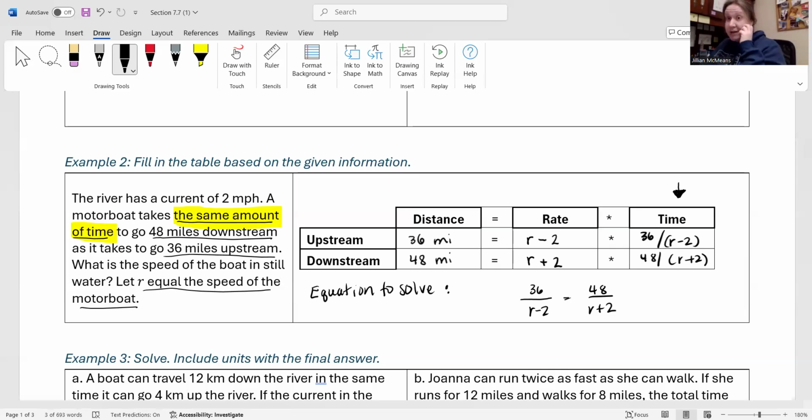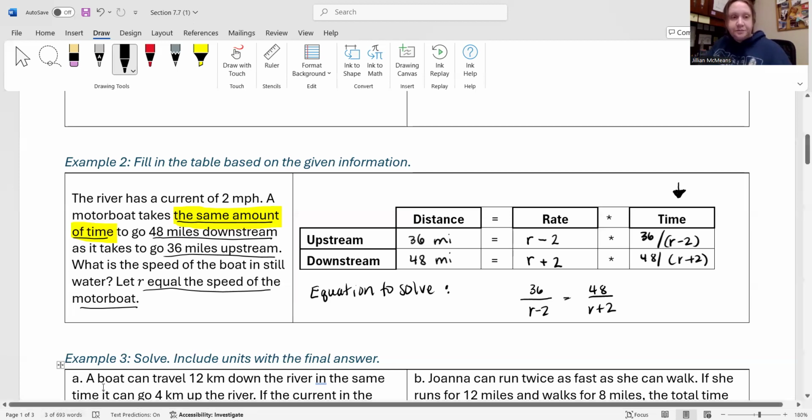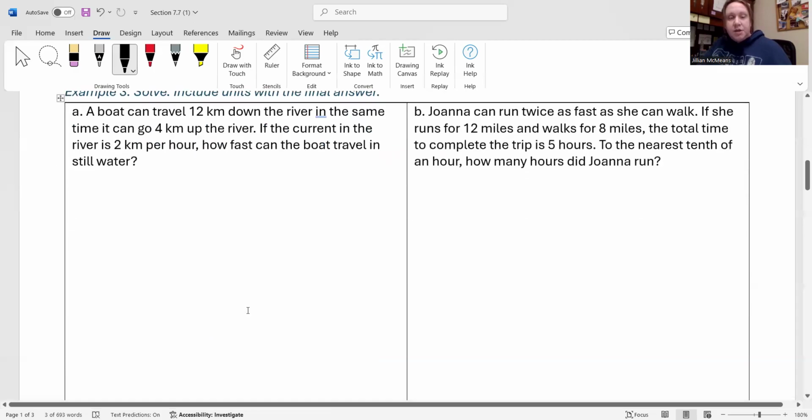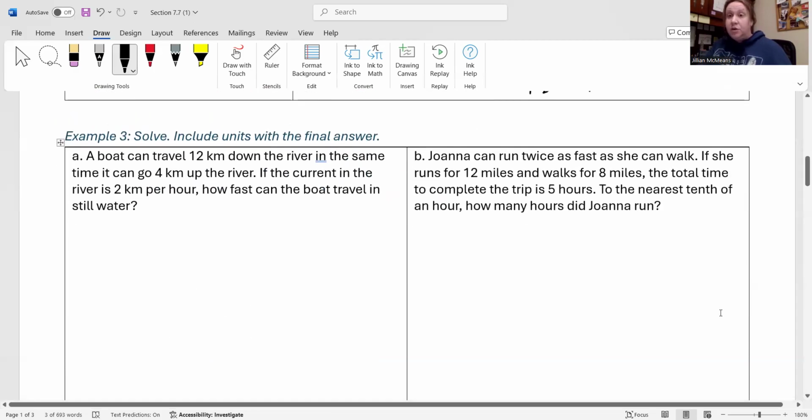So let's go ahead and look at example 3. So example 3, this is the true uniform motion problems. This is what I would expect you to know on a lab, a quiz, a test, homework, whatever. All right, so example 3, it says solve, include units with the final answer.